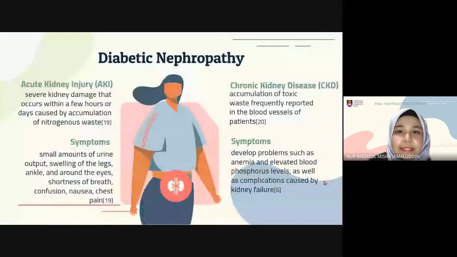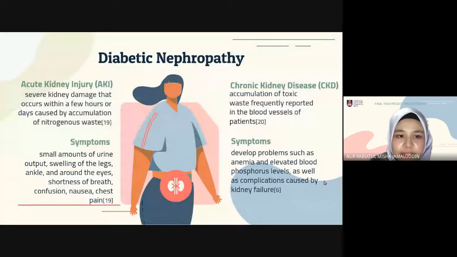Diabetic nephropathy can be subdivided into two conditions, which are acute kidney injury and chronic kidney disease. Acute kidney injury is severe kidney damage that occurs within a few hours or days, caused by accumulation of nitrogenous waste that leads to an imbalance in fluid and electrolytes. The signs and symptoms of AKI vary in severity from stage 1 to stage 3, which can lead to coma.